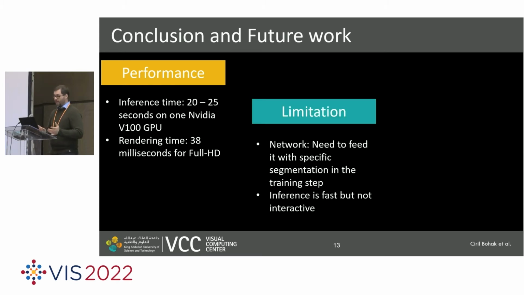Our approach still has some limitations. Our segmentation network needs to be retrained if the data that we want to visualize drastically differs from the data that it was trained on. But this training takes approximately 1 week, which is much, much less than it would take to manually label even one volume. Okay? And the inference is fast, but it's not interactive, unfortunately.